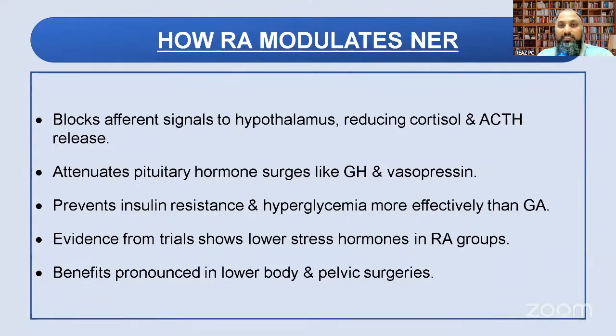How does regional anesthesia modulate the neuroendocrine response? It blocks afferent signals to the hypothalamus, thus reducing cortisol and ACTH release. It also attenuates pituitary hormone surges like growth hormone and vasopressin or ADH. It prevents insulin resistance and hyperglycemia more effectively than general anesthesia, as evidence from trials shows lower stress hormones in regional anesthesia groups. The benefits are more pronounced in lower body and pelvic surgeries, in which types of surgeries we give regional anesthesia.